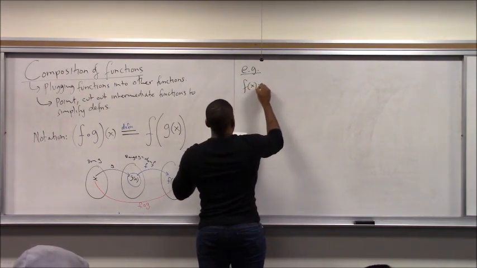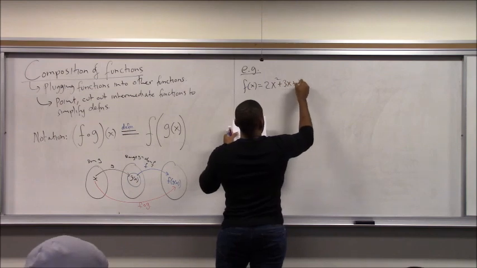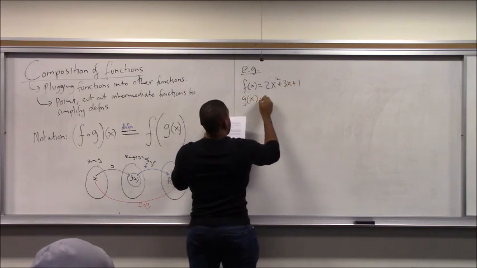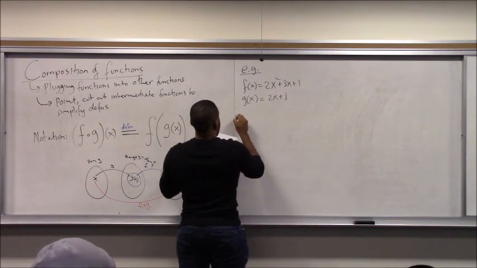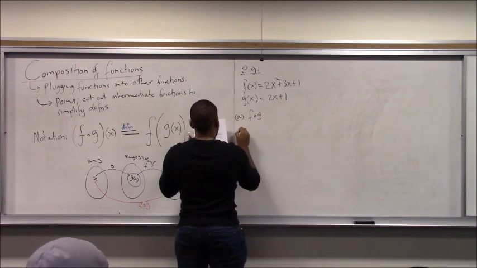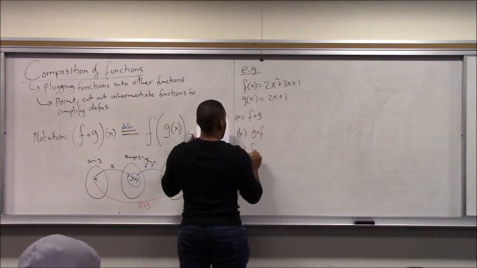Suppose f of x is the function 2x squared plus 3x plus 1. g of x is the function 2x plus 1. Find f of g. Find g of f.